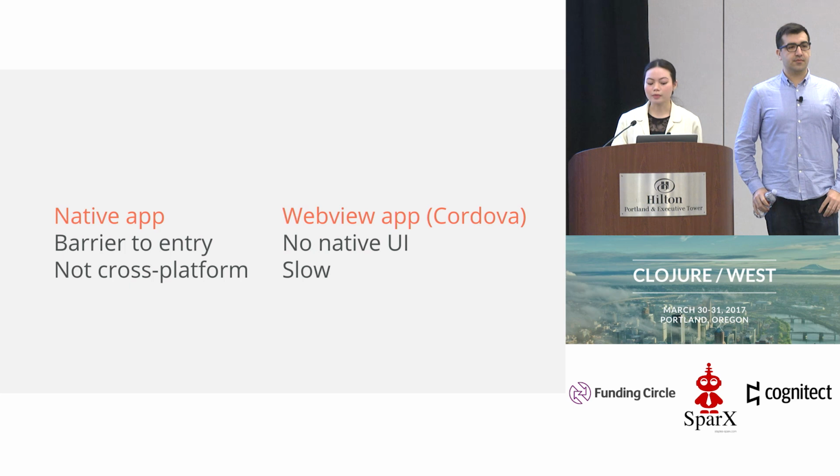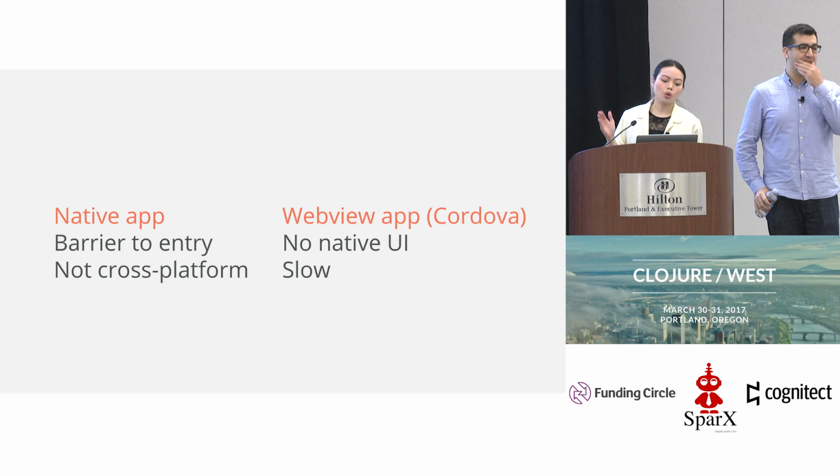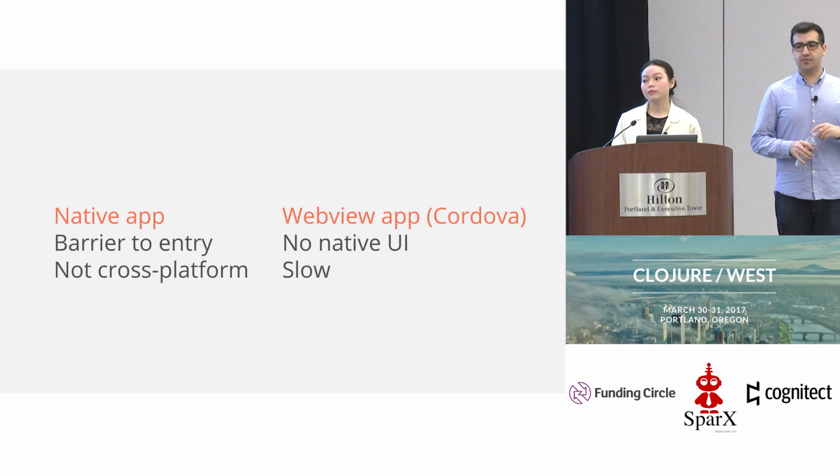The second type is web view app. That is something like Cordova. It's basically a web app in a native wrapper. The problem is that it doesn't feel native, because it doesn't render native UI components. It's also slow, primarily because JavaScript renders the UI and runs your app logic on a single thread.